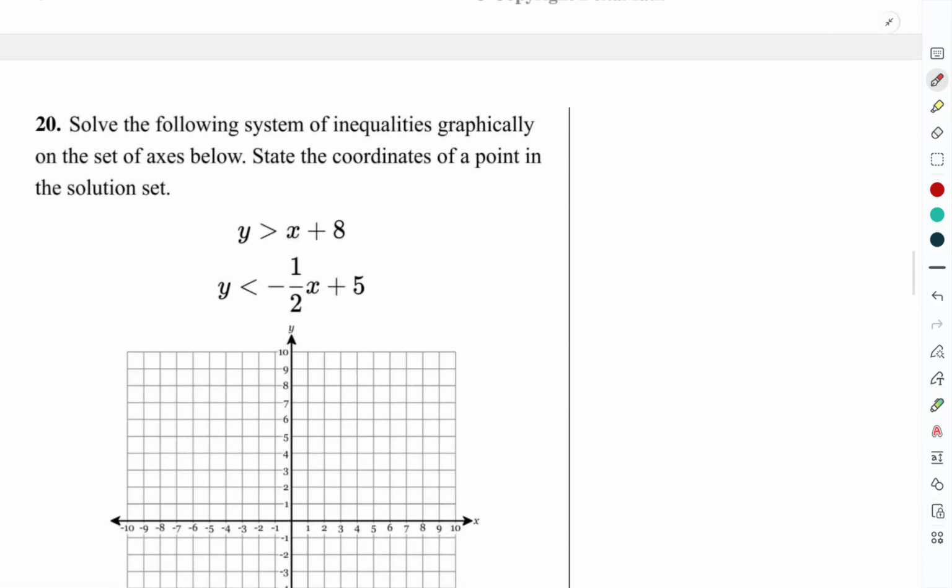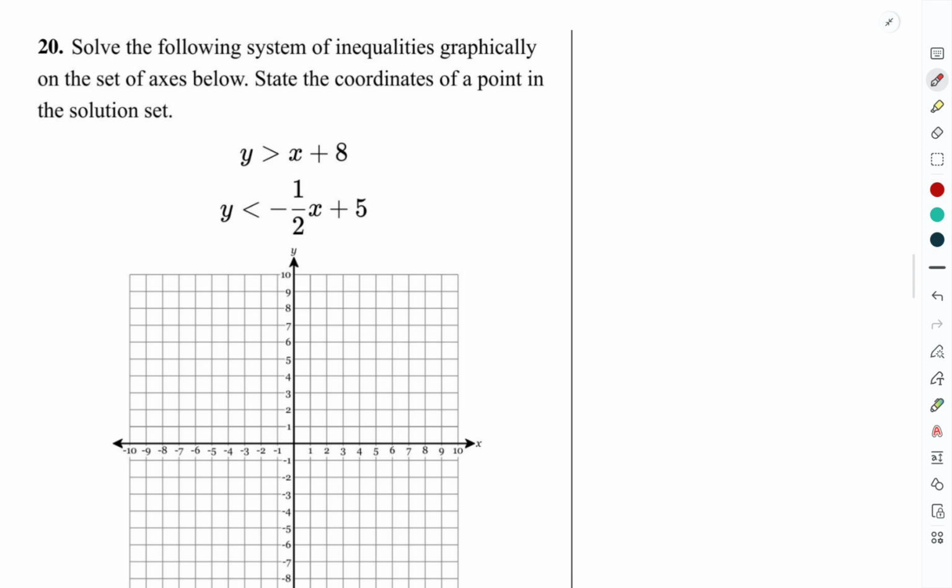All right, we're at the end of part 1. Solve the following system of inequalities graphically. Okay, this is where you're going to do the same thing we did before as far as solving a system, but when we're doing inequalities, it's dotted line, solid line, shade above, shade below.